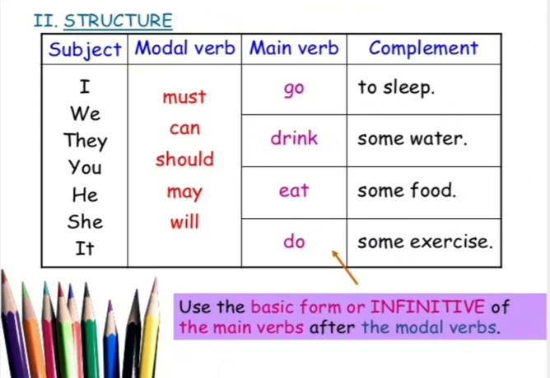Now let us see the structure of sentences, how we use modal auxiliaries and frame sentences. So in the first column subjects are given, second column modal auxiliaries, then main verb and complement. Now when we use modal auxiliaries to make a sentence, the main verb will always be the first form of the verb.